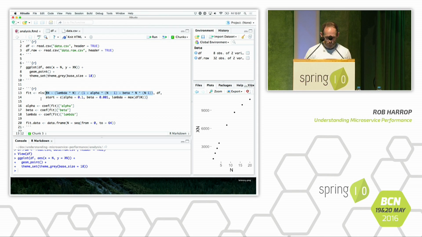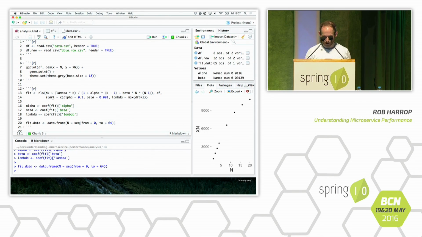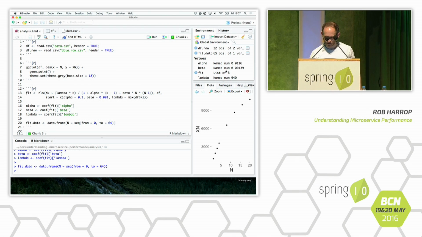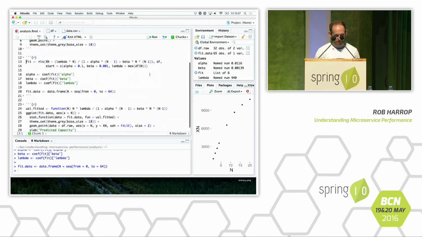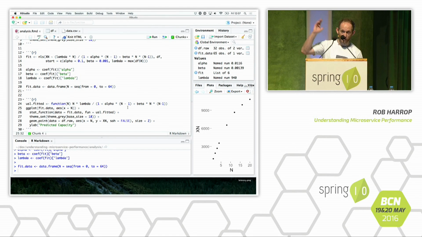And from this fit, we're going to find out what alpha and beta are. I don't know if you can see this here. So the alpha factor is like 0.0116. The beta is not. No. Those numbers are meaningless. Where they become very meaningful is when we start to plot them against projected load.